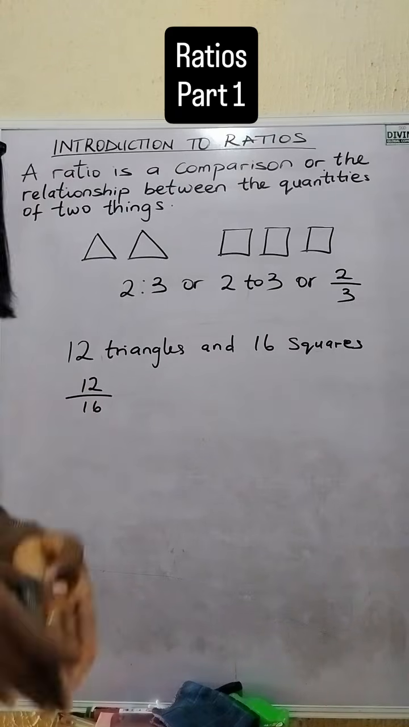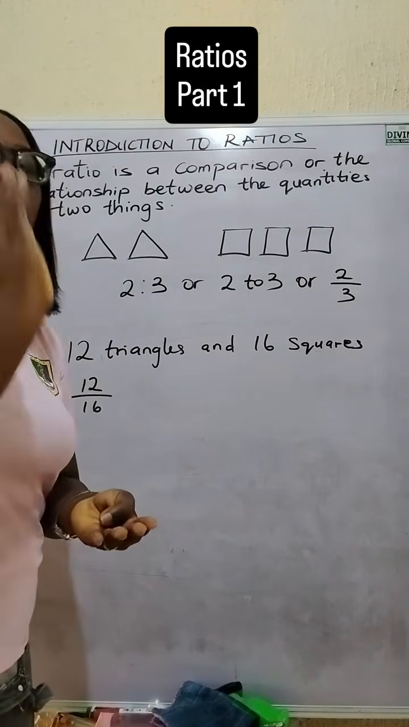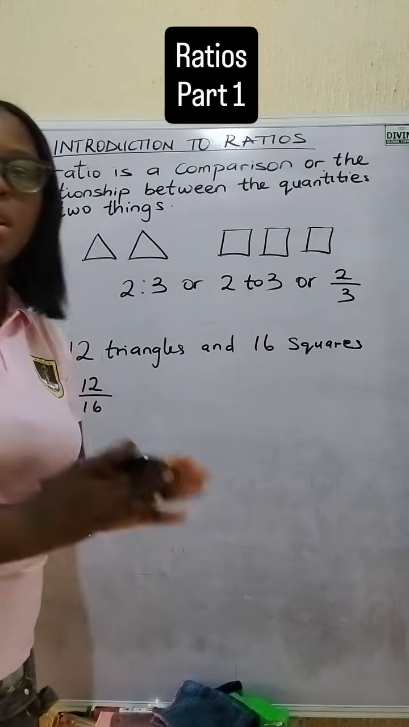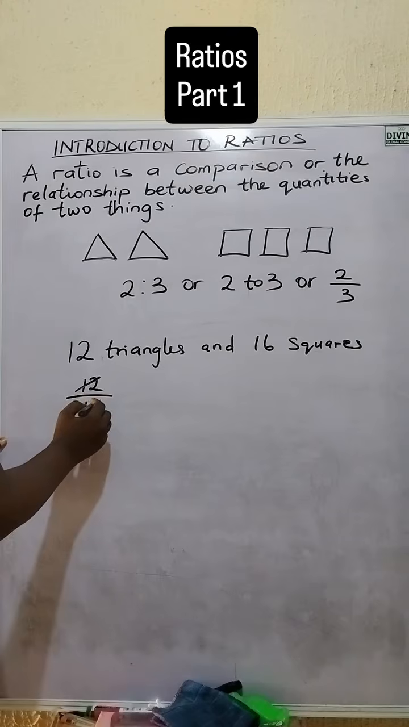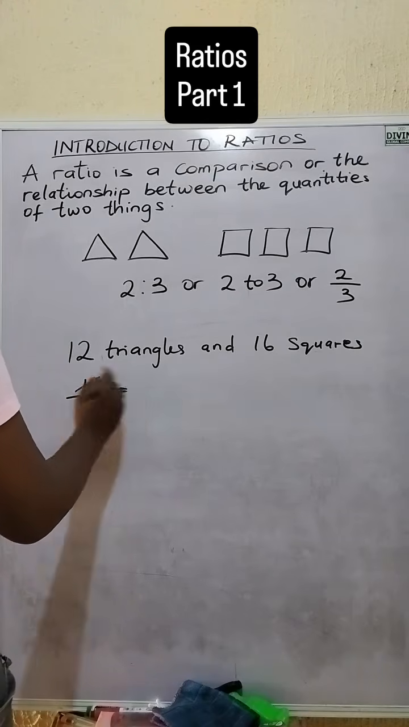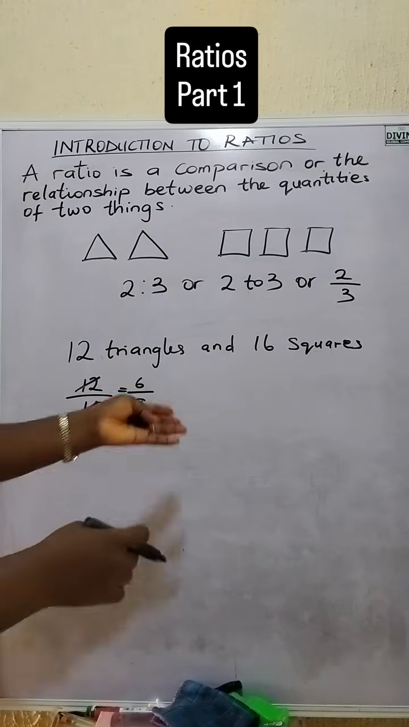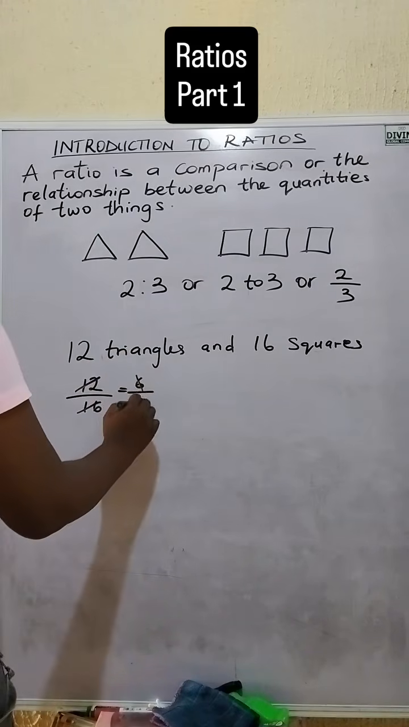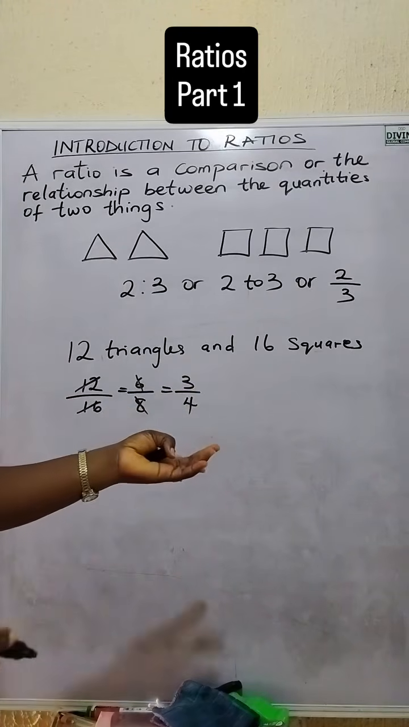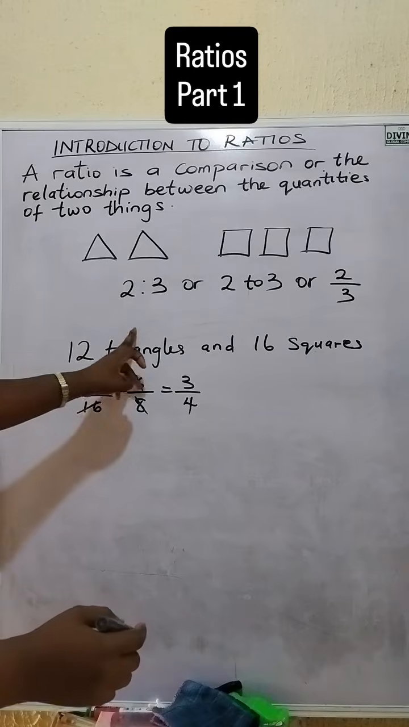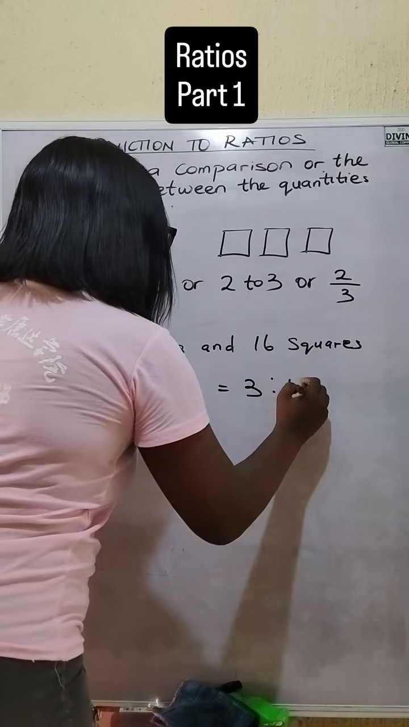We have to reduce. Ratios are always written in the simplified term. We reduce them to the lowest term before we leave them as ratios. So we look for a factor. What can divide these things? 2 divide this, 2 divide this. That gives us 6/8. But that is still not the lowest. 2 can still go into these numbers. So 2 divide this, 2 divide this. That gives us 3/4. Now, this is how ratios are written. So we can say that the ratio of triangles to squares is equal to 3:4.